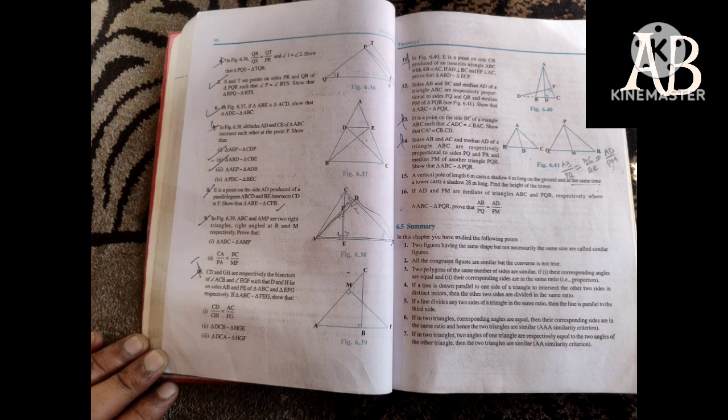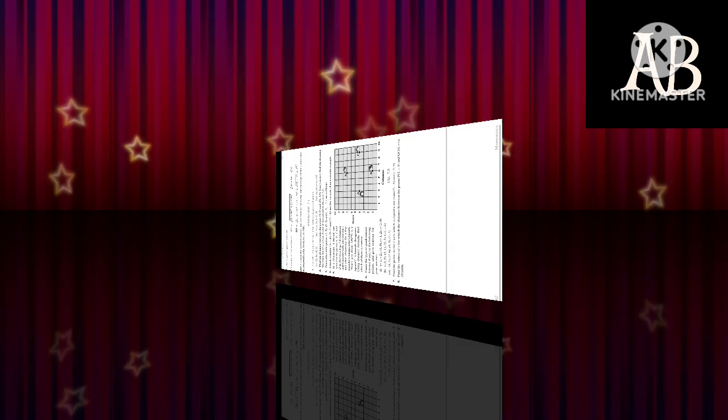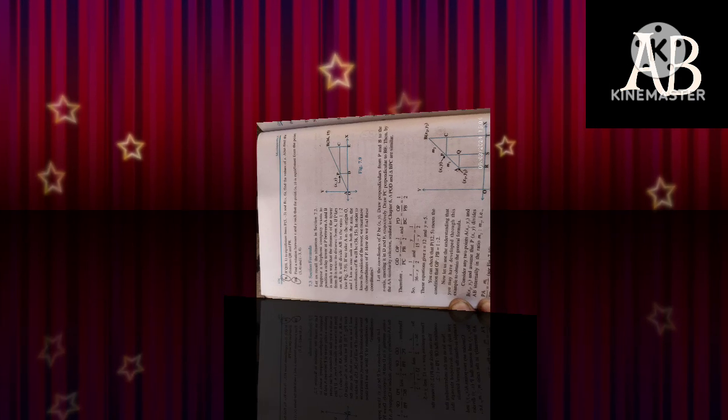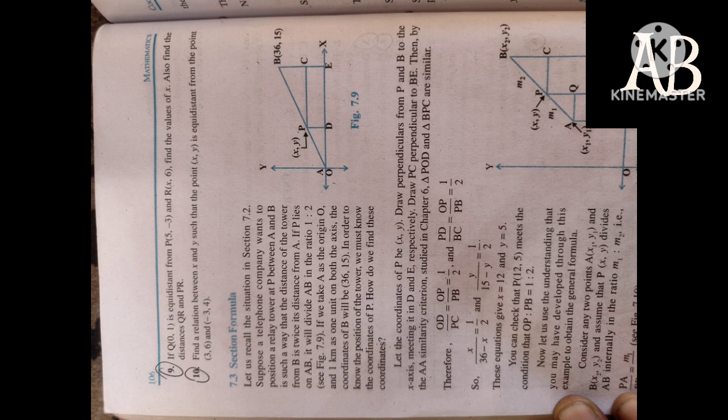Now I will straight away go to coordinate geometry, that is the 7th chapter. In the first exercise, in question number 1, you must not forget the third part, AB minus A minus B. Then question number 3, question number 7, question number 8 and question number 10, find a relation.